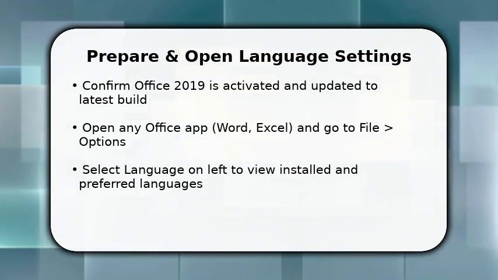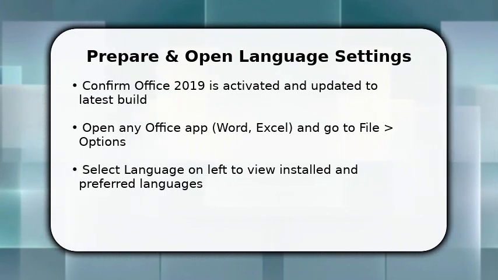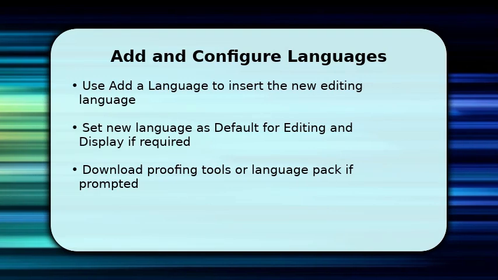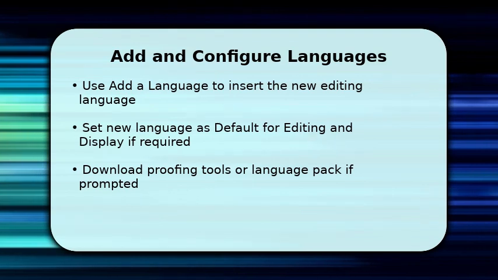Now add your desired language. Click Add a Language, pick the language, and confirm. Once added, use the Set as Default button for editing language to make it primary for typing and proofing. For display and help languages, choose the language and click Set as Default too. These control menus and help text.